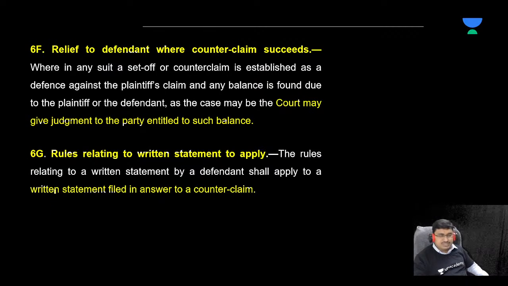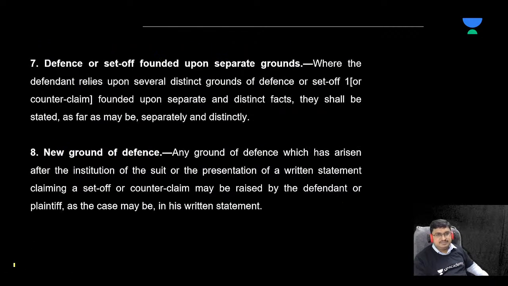Now, these are 6A to 6G of Order 8 of C.P.C. They are exclusively dealing with the concept of counterclaim, friends. Counterclaim.